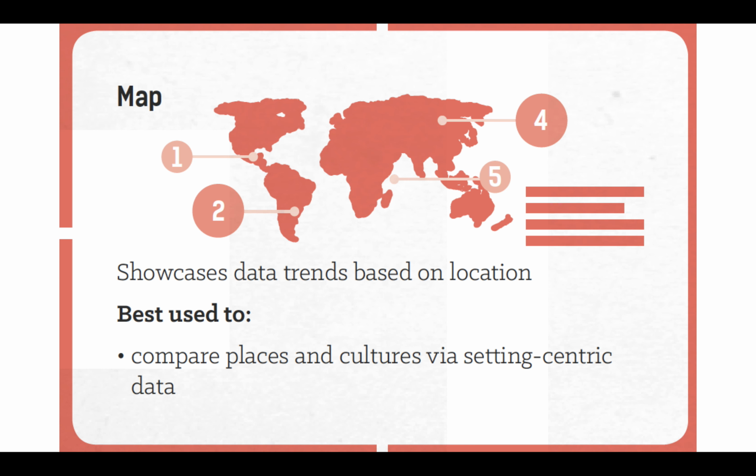A map, you've all seen maps. This is a global map. You could have a country map, you could have a regional map, you could have a municipal city map. Maps showcase data trends based on location. This one compares some phenomenon from various parts of the globe. 5 of them, although it's missing point 3.